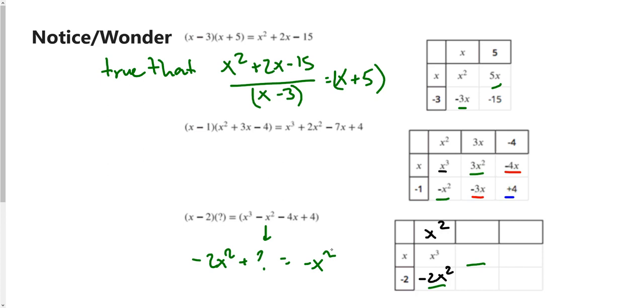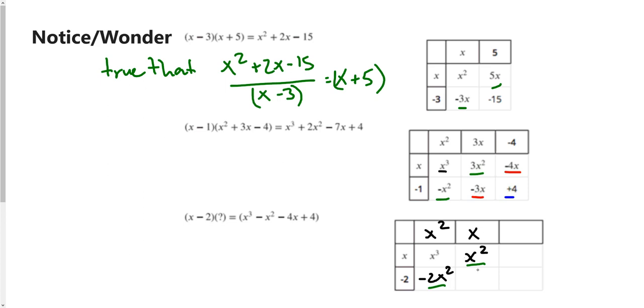Negative 2 plus what gives you negative 1? 1. This is going to be x squared. Because now when you add those together, you're going to get a negative 1. Perfect. So if that's true, and we'll get rid of this now. Now we can look at what goes into the top box here. Since we know this now, x times what gives you x squared? That's got to be x.